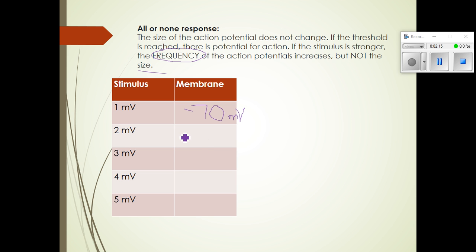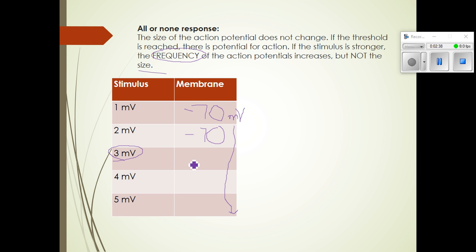When we increase the stimulus to 2, membrane is still at negative 70. All of these units will be millivolts, so I don't have to write them again. Now we're going to say that stimulus at 3, that's the threshold. That's how much stimulus that neuron needs in order to start sending an action potential.